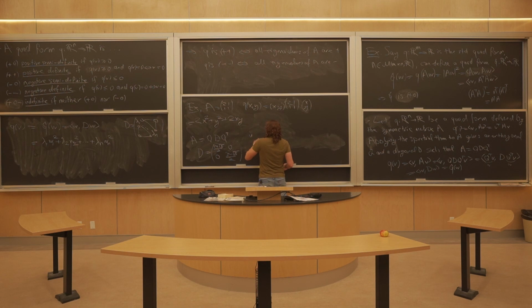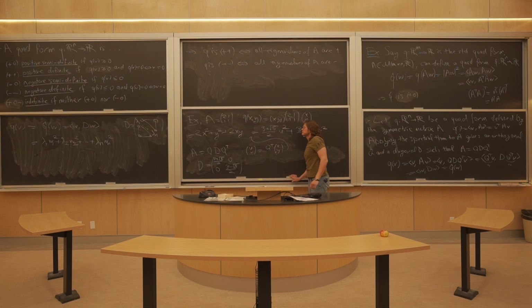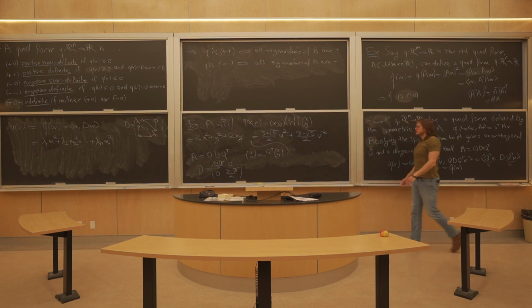So let's say (u, v) is Q transpose (x, y). Then if I do this coordinate change, this quadratic form turns into this number times u squared plus this other number times v squared. That's what this whole thing is telling you.